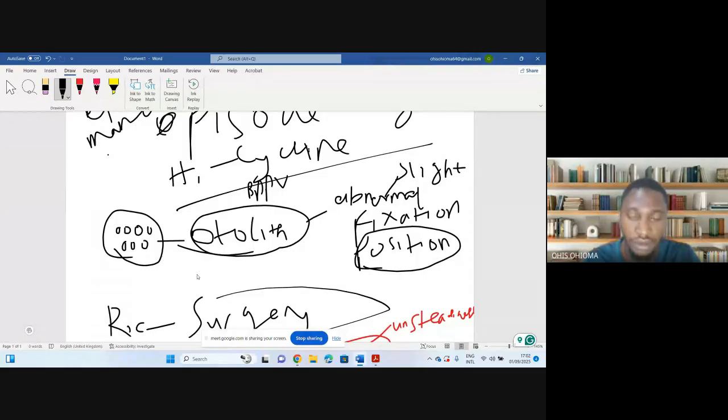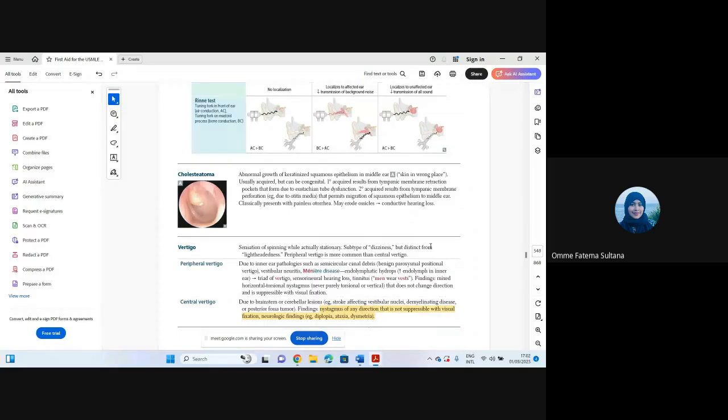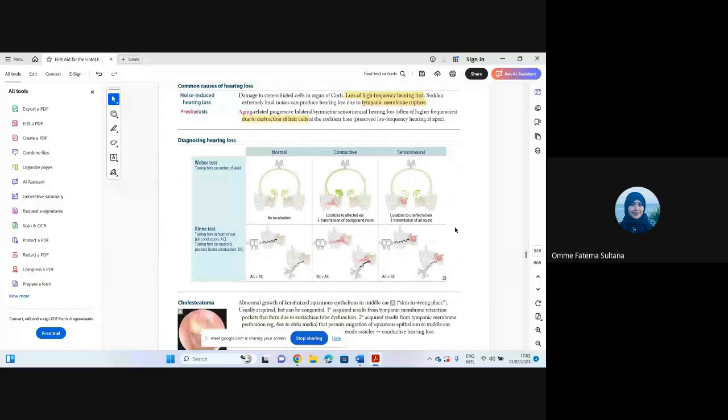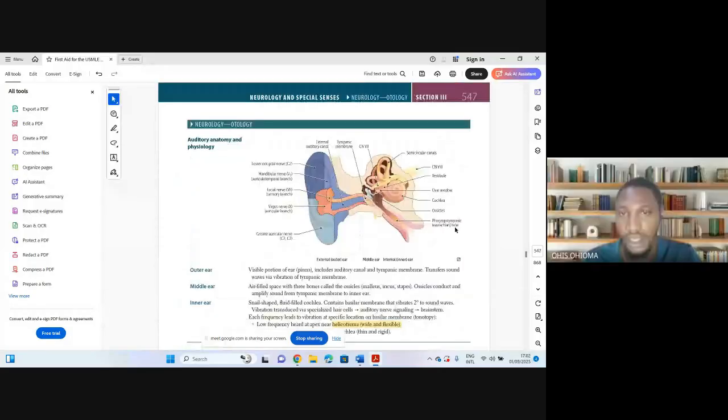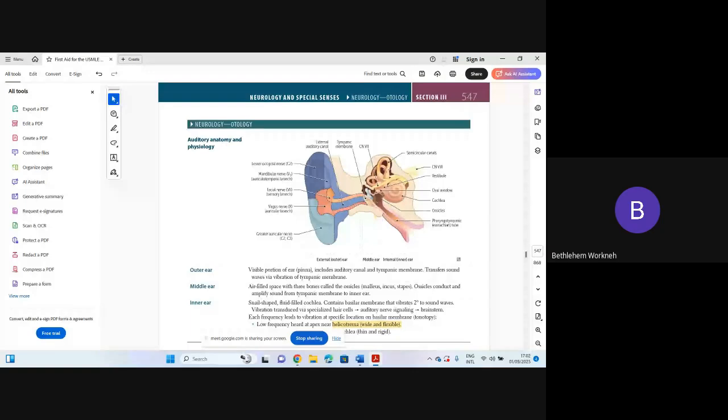There's an abnormal fixation or position of these otoliths in the semicircular canal in the ear. So let me show you guys what the semicircular canal is. Is it sudden? Yes, usually sudden. So this is the semicircular canals. You're seeing the semicircular canals. Right? Can you hear me? Hello?